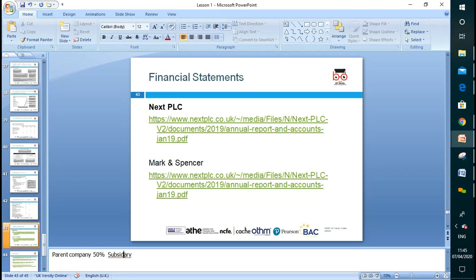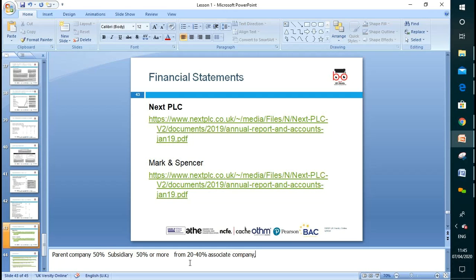Subsidiary. So we need to look around the subsidiary company. If you own 50% or more, you have control as a parent. It's your subsidiary. From 20 to 49%, if you own, it is called an associate company for the parent.